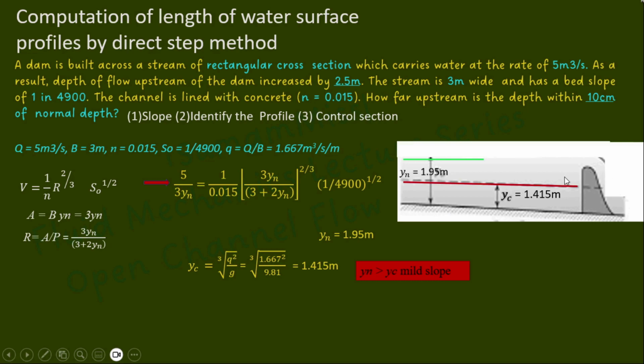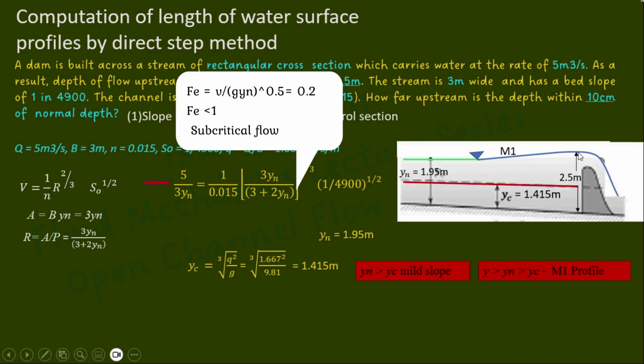Due to the construction of the dam, the water level here rises to 2.5 meter. Since y is higher than yn and yc, the profile is M1 profile. Since it is a mild sloped channel, the flow is subcritical flow, or you can check by calculating Froude number. Subcritical flow is always controlled by the downstream control section, so this point is treated as the control section.